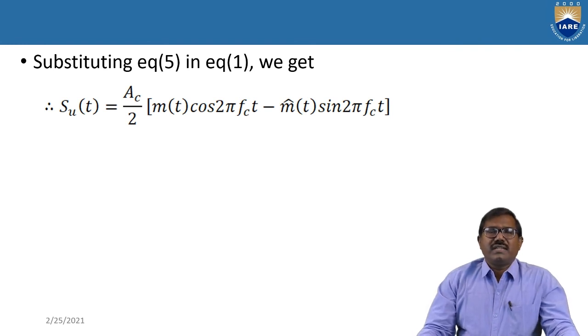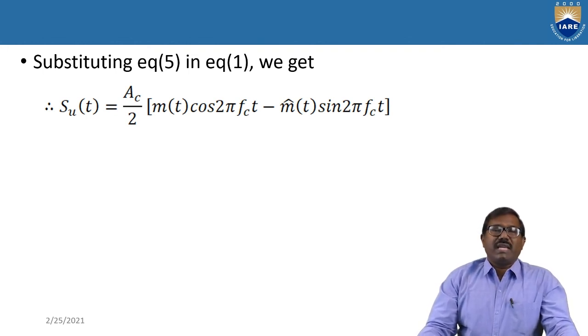What is s_U(t)? It is the real part of that complex envelope. So finally we got s_U(t), a single sideband with the upper sideband. For the single sideband, the upper sideband is retained, so s_U(t) is indicated. If you take the lower sideband, it changes to s_L(t).